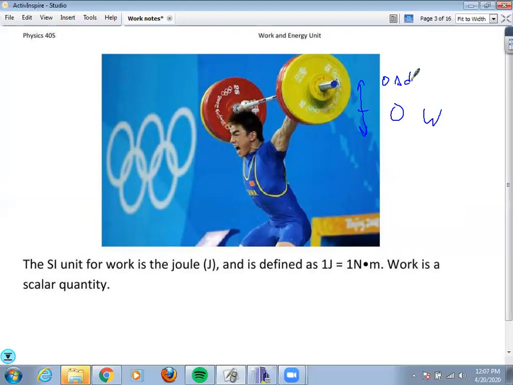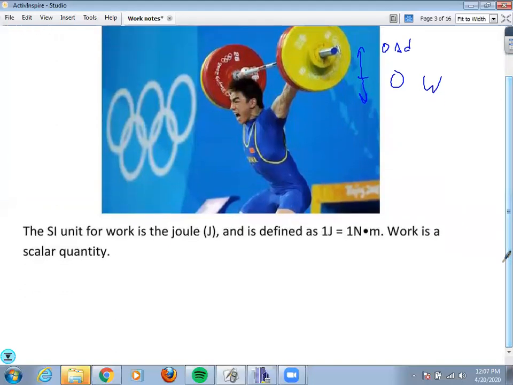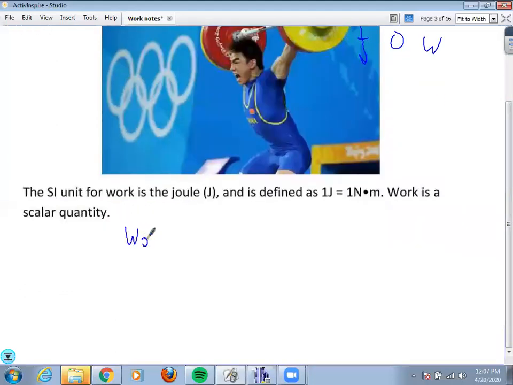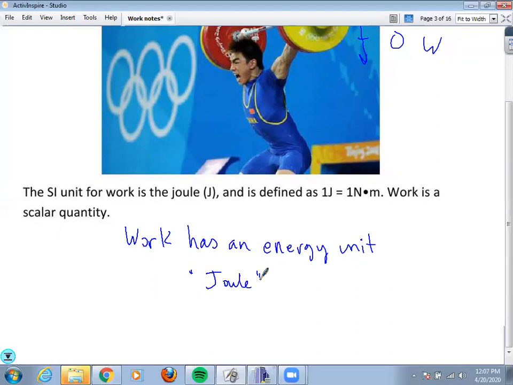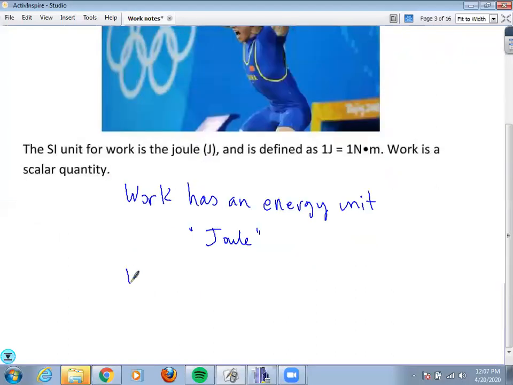Okay, so we need a unit for work. Work is transfer of energy, so it has an energy unit, and that is the joule. And so if work equals F times delta D, that will be a Newton times meter, or a Newton meter. That is defined as 1 joule. So 1 Newton meter is defined as 1 joule. Work is a scalar quantity.